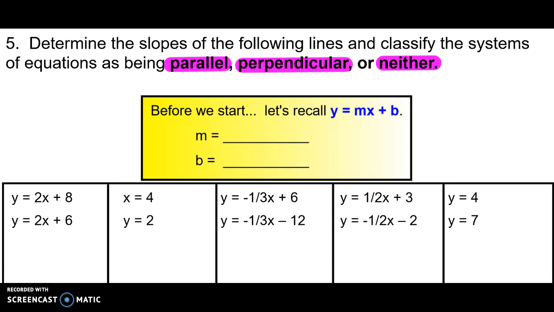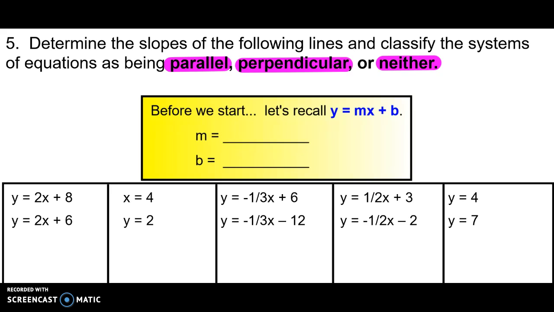Number 5, determine the slopes of the following lines and classify the systems of equations as being parallel, which we talked about means the same slope, perpendicular, which we know means opposite reciprocal slopes, or neither.